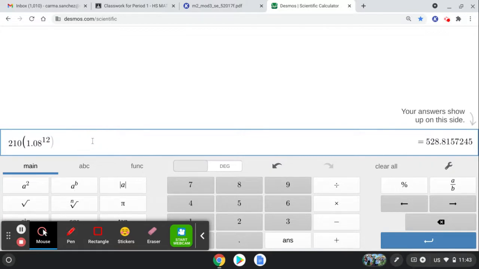So that leaves me 528.81. Sorry, we're going to round to two decimal places. So 528.82.